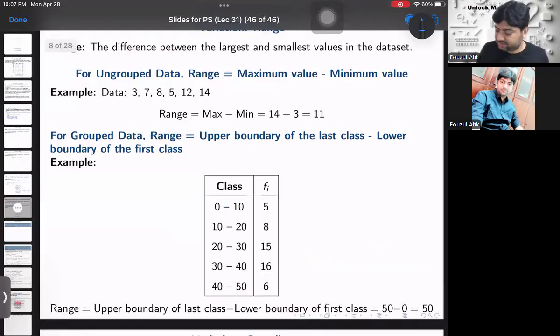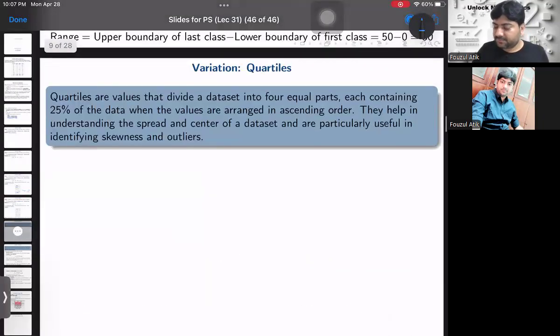Got it? So yes, the range is this. Then our next variation is quartiles. What are quartiles? Quartiles are the values that divide a data set into 4 equal parts, each containing 25% of the data when the values are arranged in ascending order. They help in understanding the spread and center of a dataset and are particularly useful in identifying skewness and outliers.